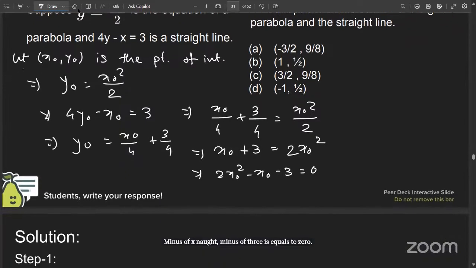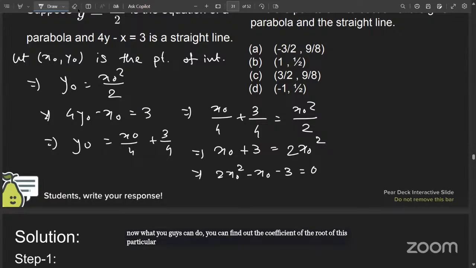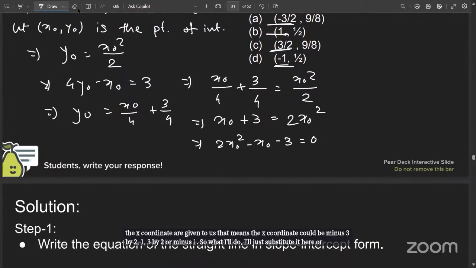Now you can find the roots of this particular equation. Those will be the values of the x coordinates of your two points, right? Here the x coordinates are given to us. That means the x coordinate could be minus 3 by 2, 1, 3 by 2 or minus 1. So I can substitute it here, or I can use the Sridharacharya formula. Whatever you find best, you can use that. So let's try to solve it by the Sridharacharya formula.